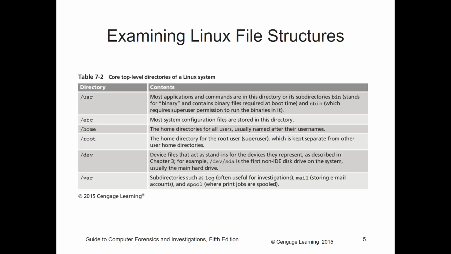Major top level directories: usr, etc, home, root, dev, and var. I'm going to cover these a little bit more in depth because these are core ones that you should know. usr, user. Most applications and commands are in this directory or its subdirectories. Bins are going to be the binaries, and they contain the files required at boot time. We also have what's called sbin, which requires super user permission to run, because again, bins are just binaries or libraries that are used by other files to execute.